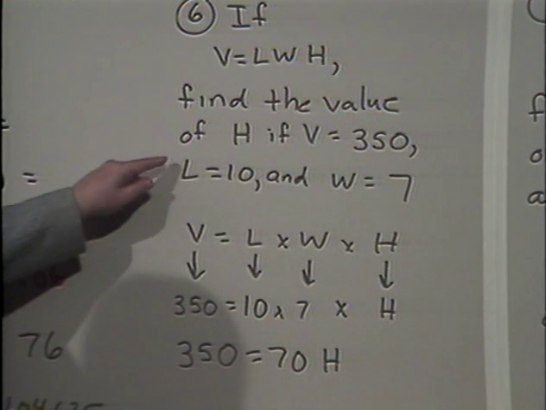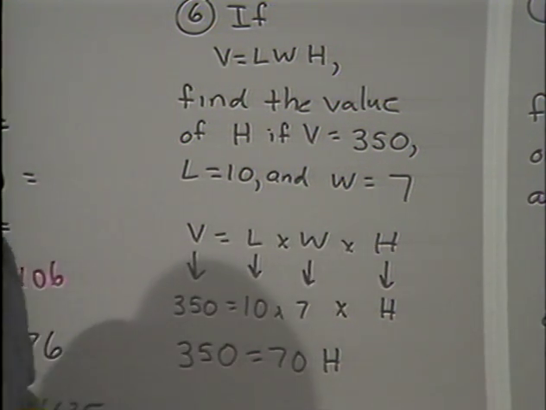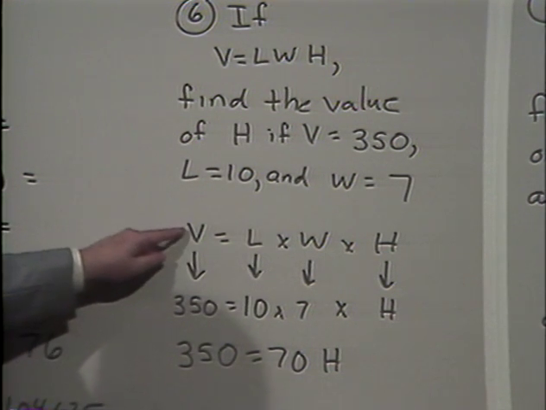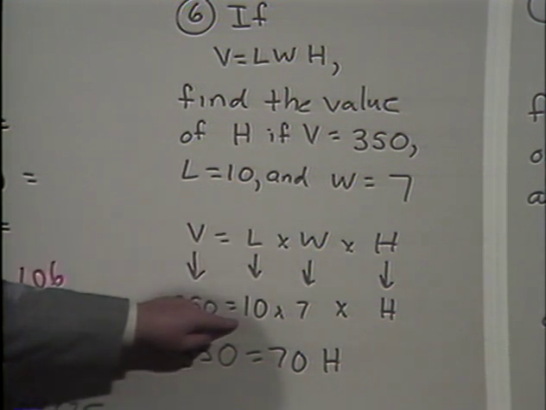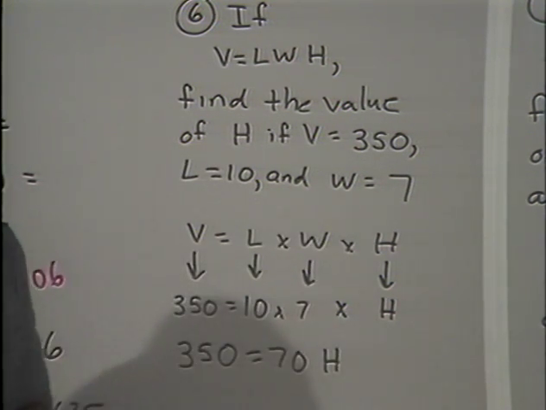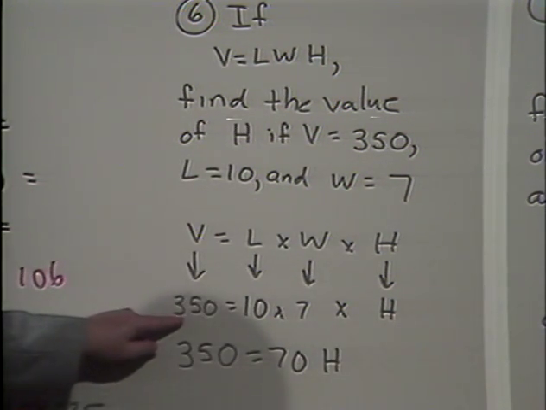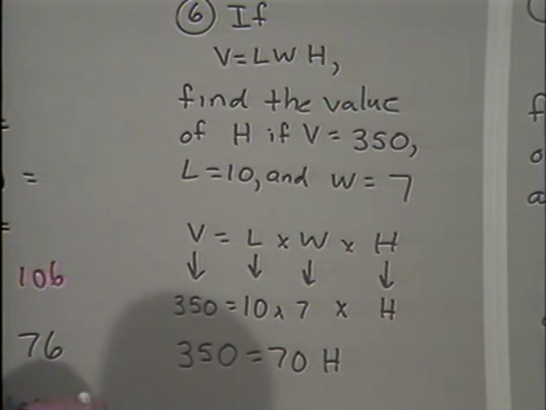You see, basically what I do over here is I write out that v is L times W times H. Then I take all the given information and use it. It says what? V is 350, so I replace V by 350. It tells me that L is 10. It tells me that W is 7. And H I don't know, so I still call it H. Now, what does this read now? 350 is 10 times 7 times H.